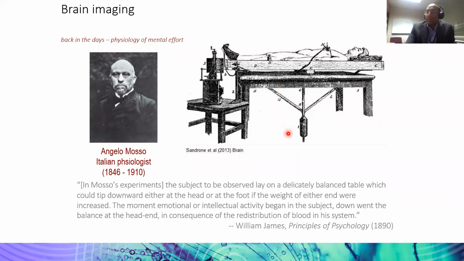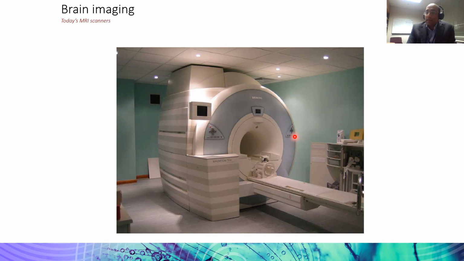But now this can be done much more sophisticatedly by using these giant magnets, what we call magnetic resonance imaging or MRI scanners. I think most of you have seen them, and they are very useful because they can give very high quality brain images which are non-invasive. So one can image human brains without any risk to their health, and the images that we get are very high quality, and lots of things can be done in terms of modeling using them.